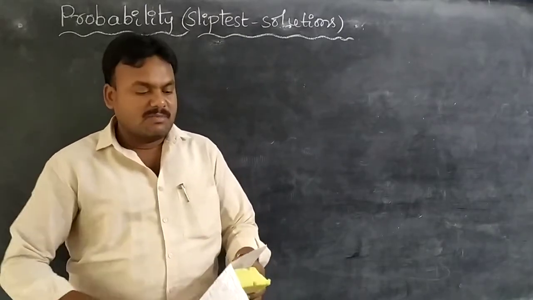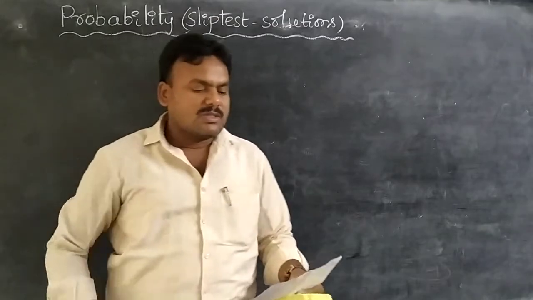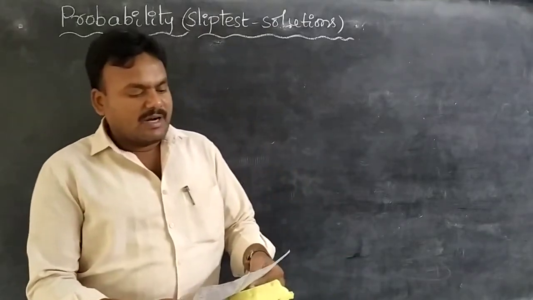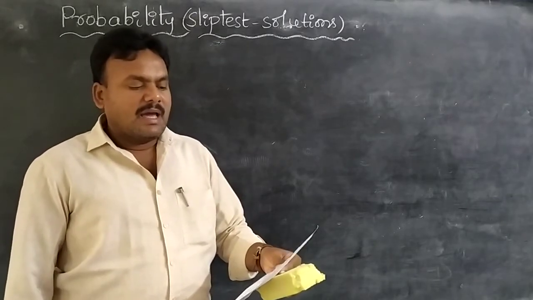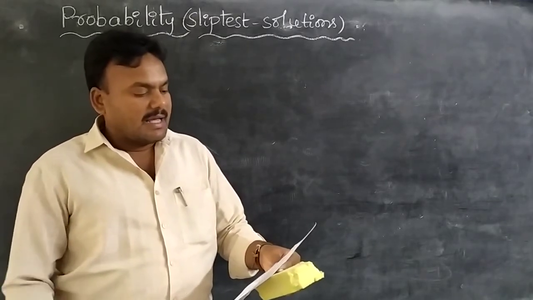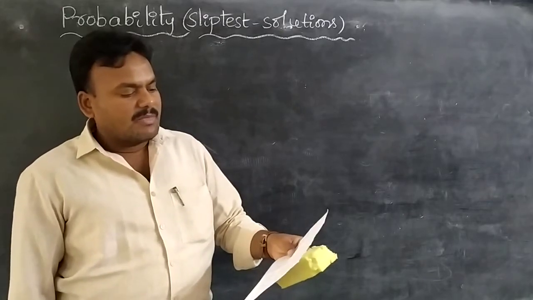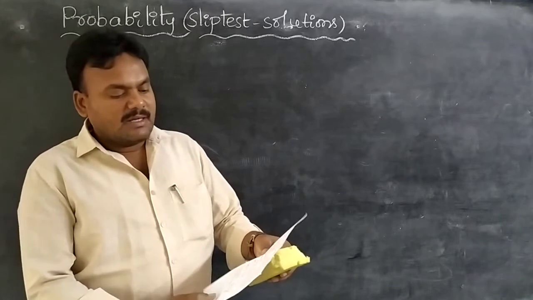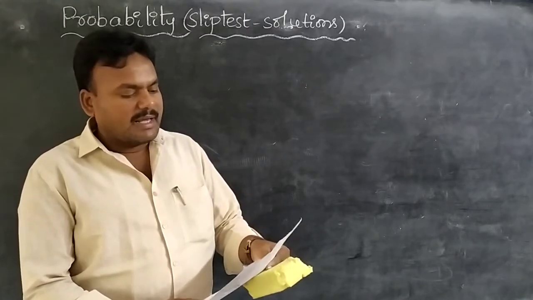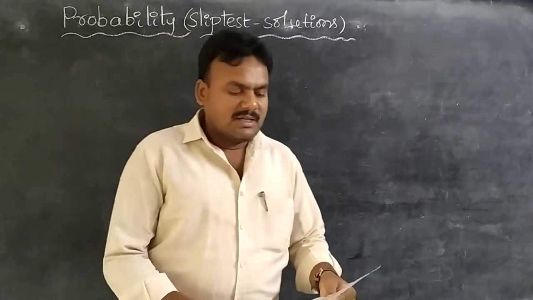Now, the seventh problem continues. Two dice are thrown simultaneously. Find the probability of getting a doublet of even numbers, an even number as the sum, a prime number as the sum, a multiple of 3 as the sum, and a multiple of 2 on one die and a multiple of 3 on the other.